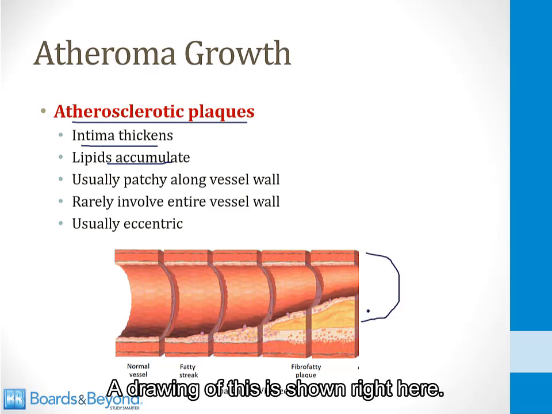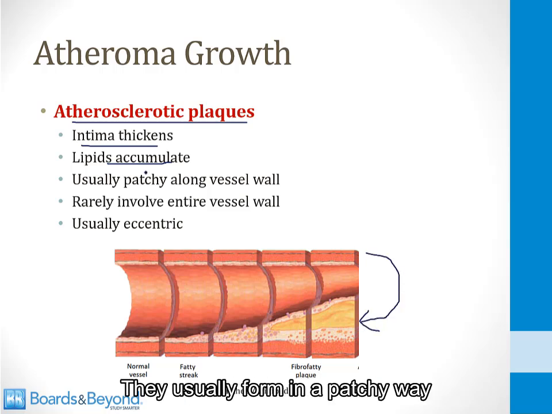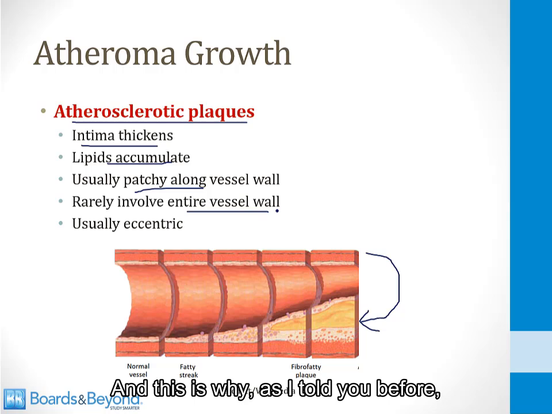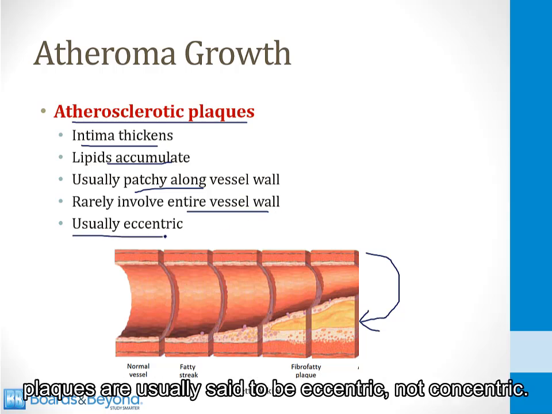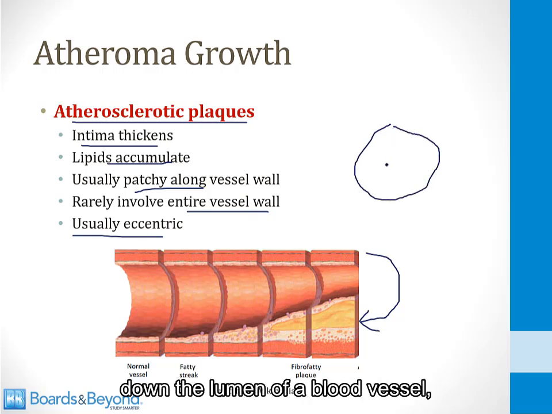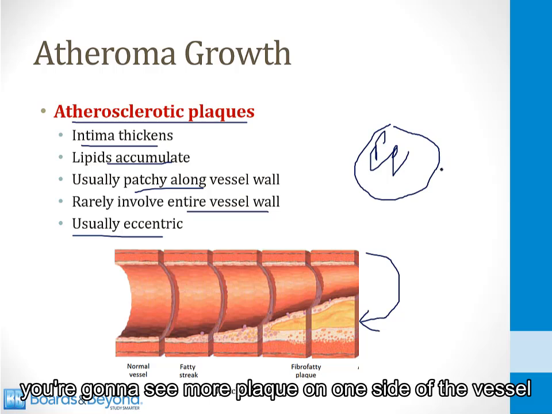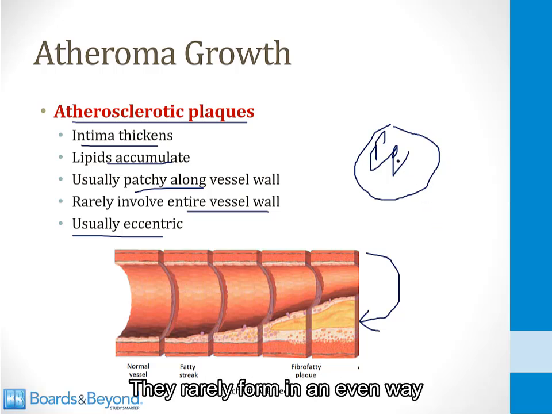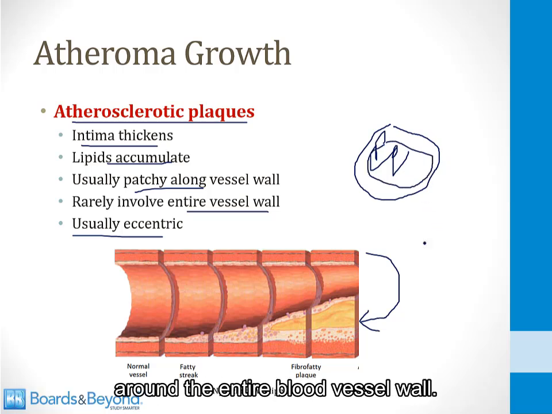A drawing of this is shown right here. They usually form in a patchy way along the wall of an artery. They rarely involve the entire wall, and this is why, as I told you before, plaques are usually said to be eccentric, not concentric. And this means that if you look down the lumen of a blood vessel, you're going to see more plaque on one side of the vessel and less on the other. They rarely form in an even way around the entire blood vessel wall.